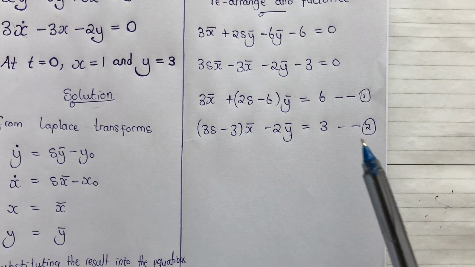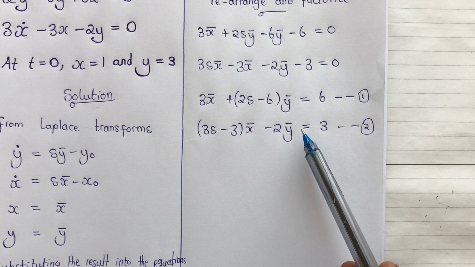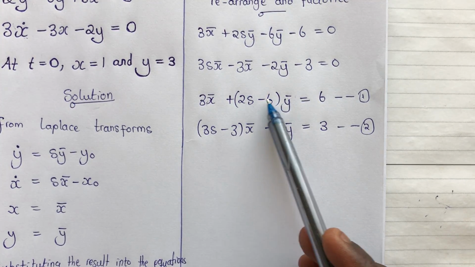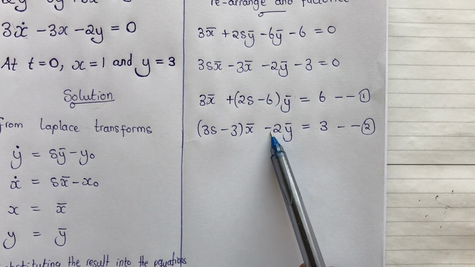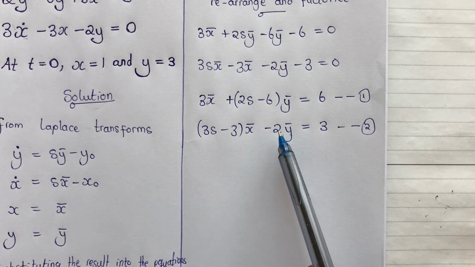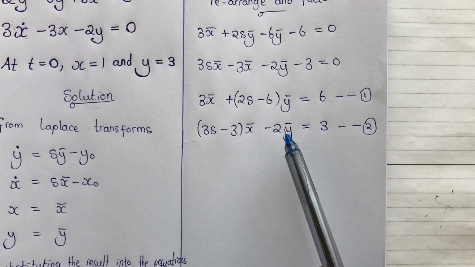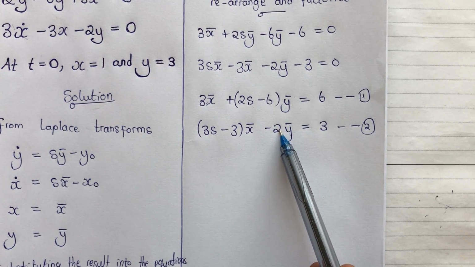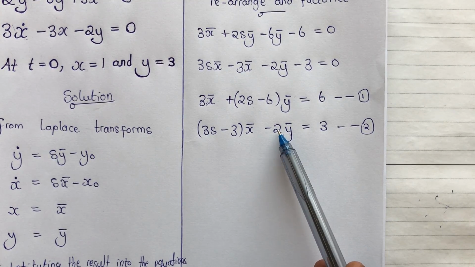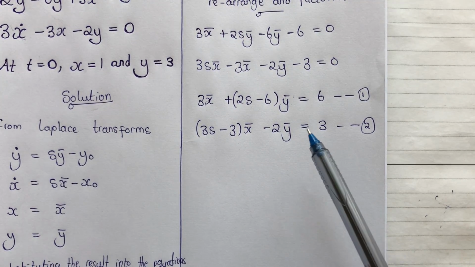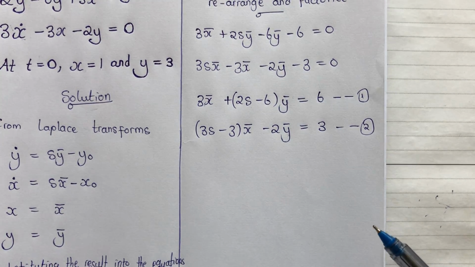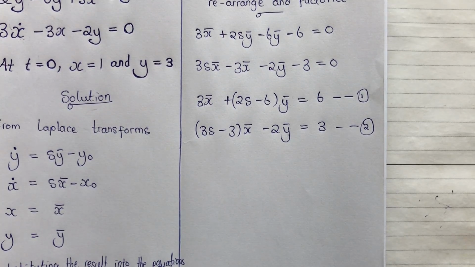Now, before I can eliminate y bar, I need to make sure that the coefficient of y bar, whatever I have in this bracket, is the same as what I have here, because these are two simultaneous equations. If I am able to make the second equation have its coefficient, which is the value in front, the same as 2s minus 6, then I can either add or subtract to get rid of what? Y bar. This is when you have to look at the equation very carefully and think.